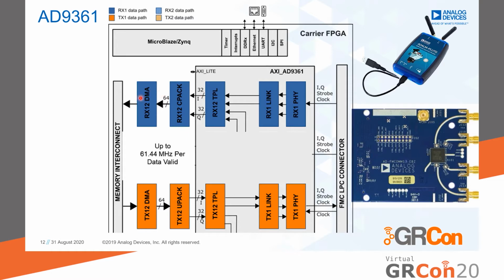And then those are packed into a bigger sample and then passed into DDR. So in this configuration, you have a data rate at about 61.44 megahertz at most. And this is actually per valid, based on the valid clock or the valid strobe that you get from the transceiver.